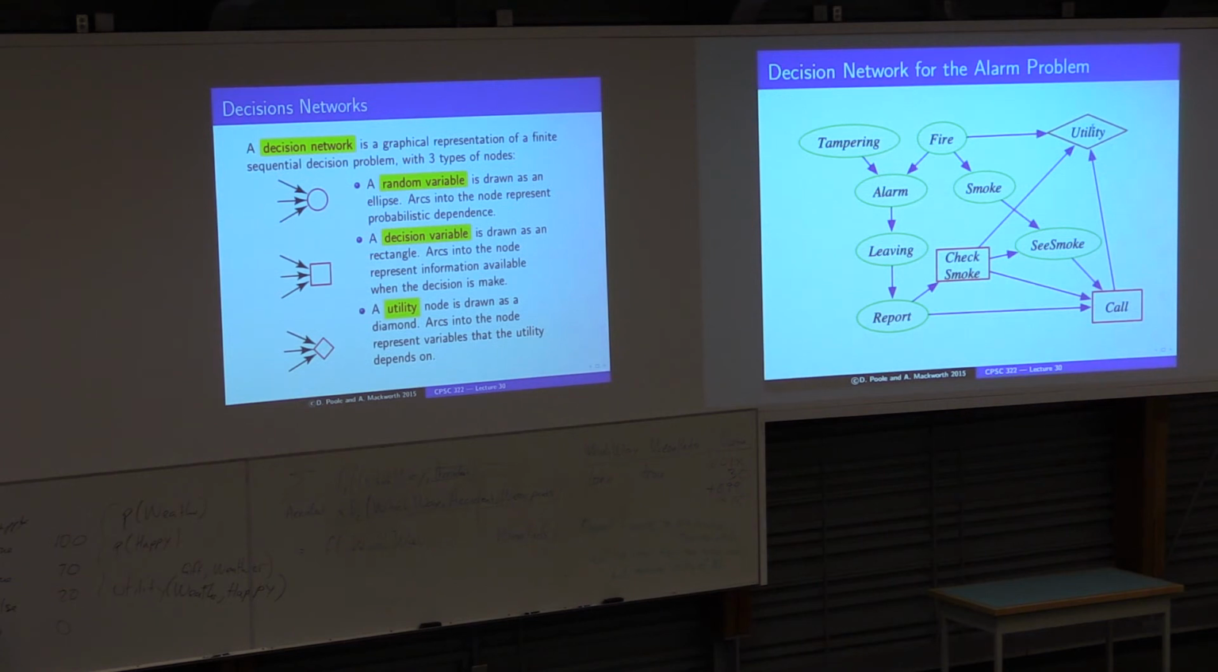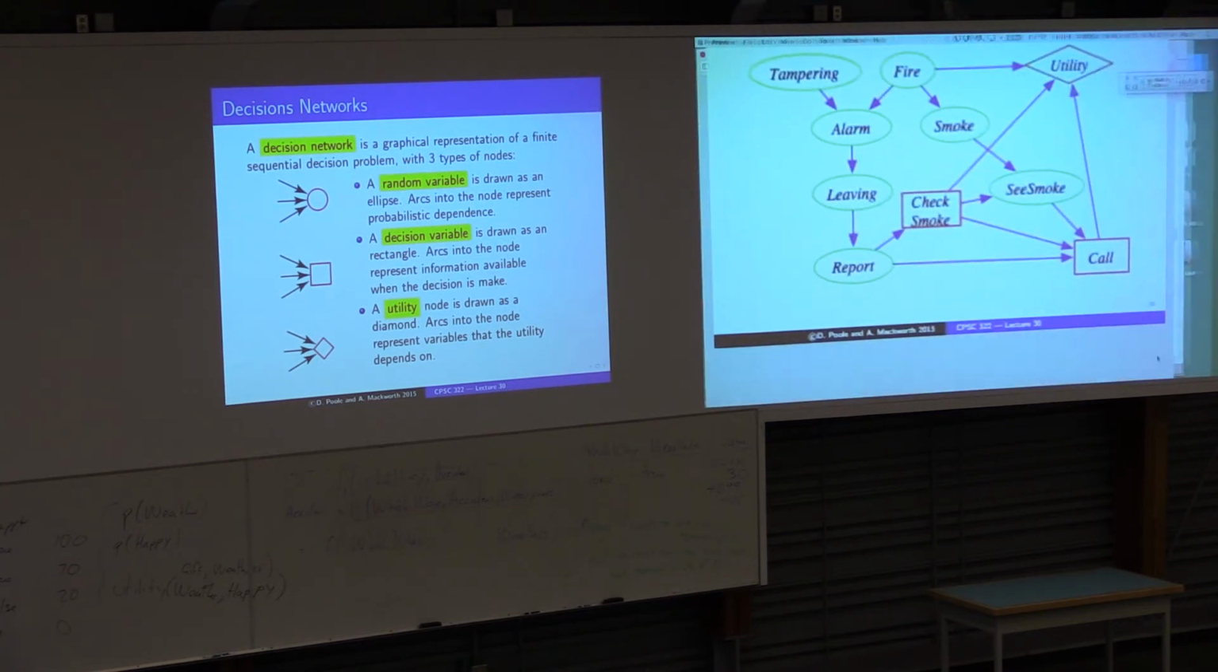The utility depends on whether there's a fire, whether I call, and whether I check for smoke. There's a cost associated with checking for smoke. Otherwise, the utility depends just on both the fire and whether I check for smoke. Okay? Does that make sense about what we're doing here? So the arcs into the utility show what utility depends on. The arcs into the call are its parents.